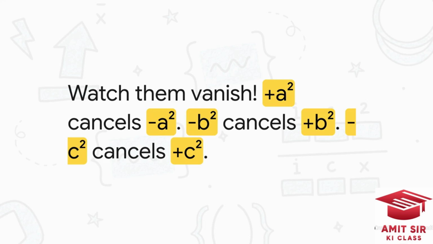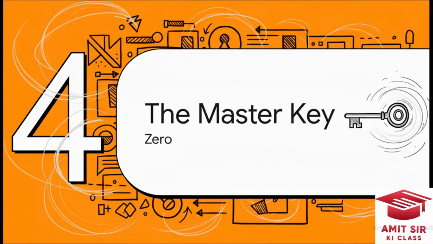We have a positive a squared and a negative a squared. Poof, they're gone. We have a negative b squared and a positive b squared. Gone. And yep, the c squared terms cancel each other out too. Everything just vanishes. So after all of that beautiful cancellation, what's left? We're left with the simplest and honestly the most powerful key of them all.